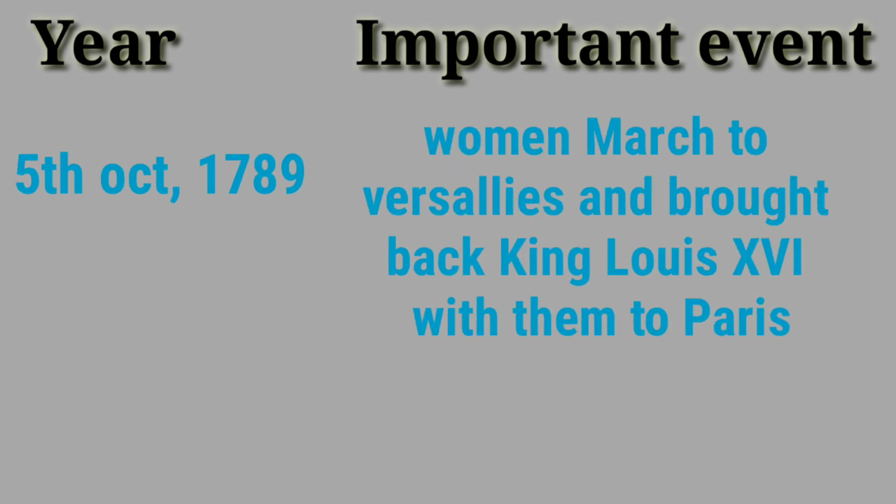Then on 5th October 1789, women marched to Versailles and brought King Louis XVI back with them to Paris. So there is a story behind this. Actually the prices of bread and everything were rising very, very quickly. So women were frustrated by that, and then they marched to Versailles, and they took the king with them to Paris.